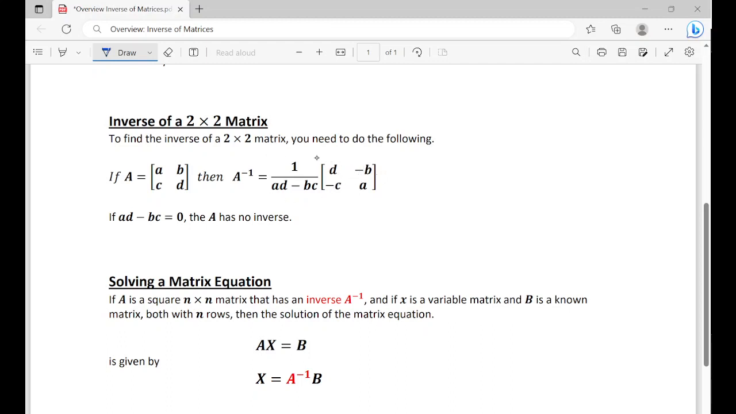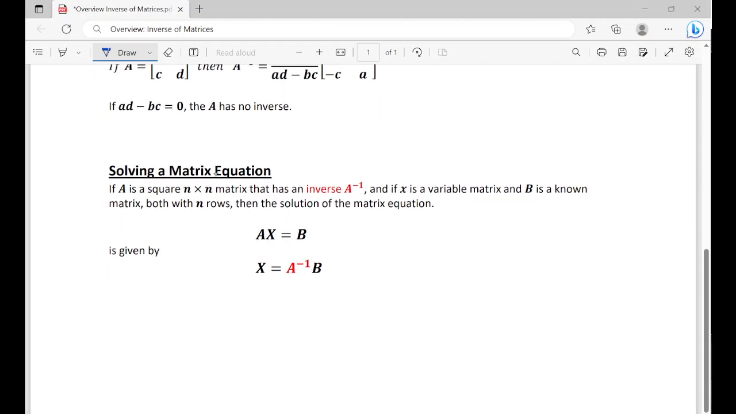And you will only get this if A times D minus B times C does not give you 0. If it does give you 0, then it has no inverse. So when you get this here, if it's a number, it's fine, it has an inverse. If it gives you 0 like this, then there is no inverse.